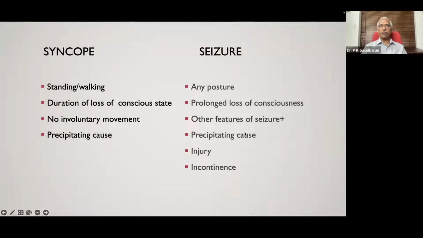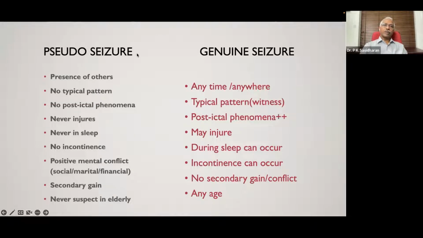As compared to that, vertebrobasilar insufficiency will not have any involuntary movements, but the patient will be developing loss of consciousness, which is longer. So actually, it is not difficult to differentiate between syncope, seizure, and transient ischemic attack of the vertebrobasilar insufficiency type. But the most important thing to differentiate is pseudo seizure and genuine seizure.